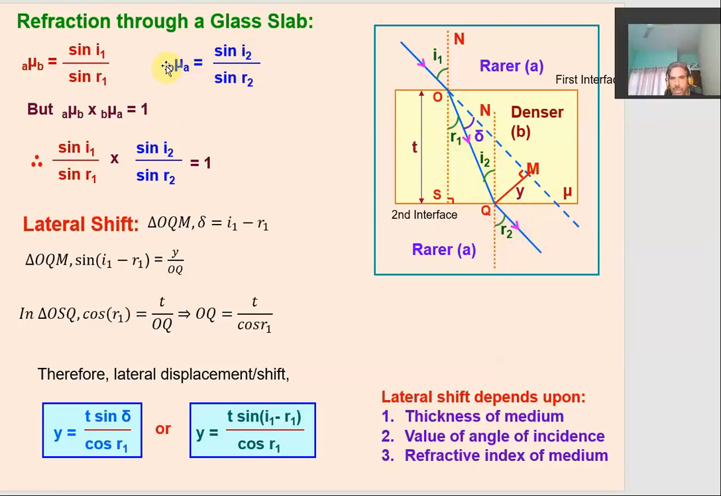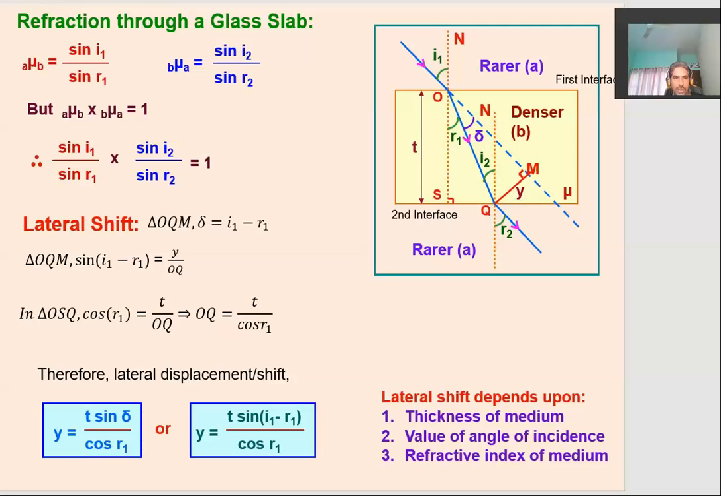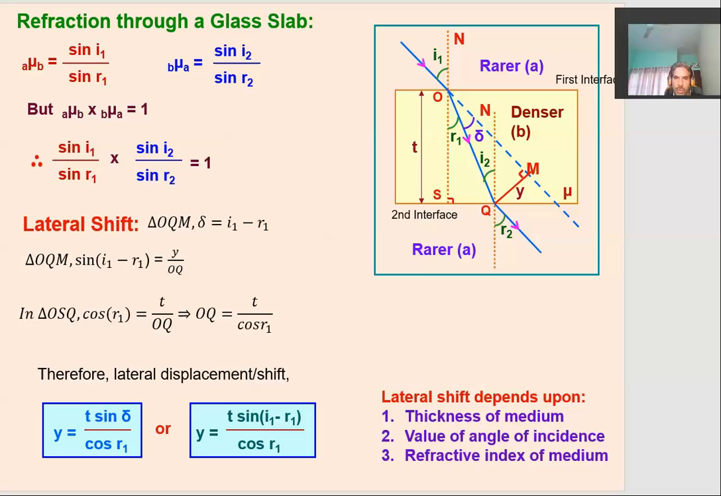Now these two refractive indices are just reciprocal of each other, as we have discussed during the principle of reversibility of light. From here we come to know this conclusion: refractive index of B with respect to A multiplied by refractive index of A with respect to B is always equal to 1. Or simply, the refractive index of B with respect to A is nothing but the reciprocal of the refractive index of A with respect to B. So we are using this identity and substituting the values of these two here.